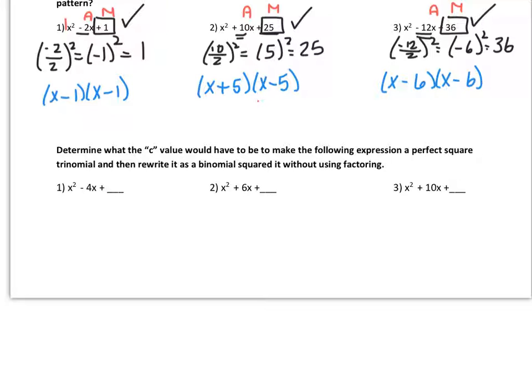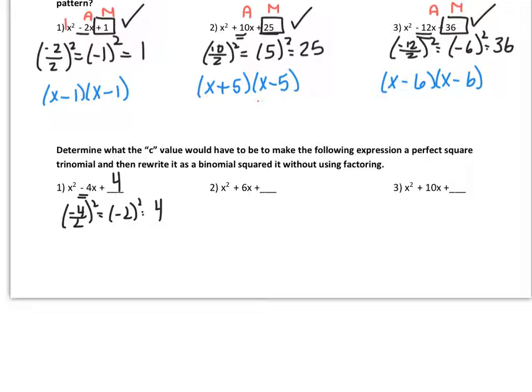So I want you to half the middle term, so half of b, square it. Half of negative 4 is negative 2. Negative 2 squared is 4. And then I also want you to rewrite the trinomial as a binomial squared. So let's see if we can notice a pattern.